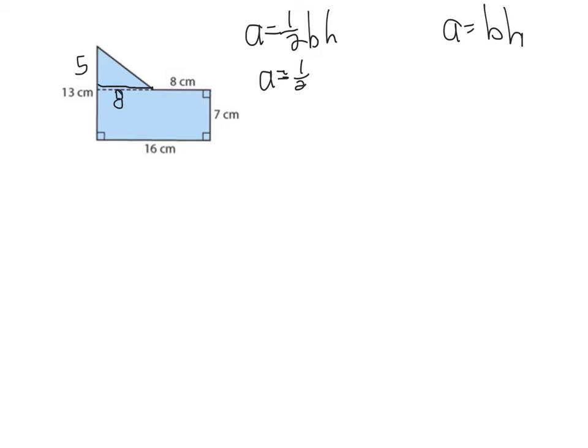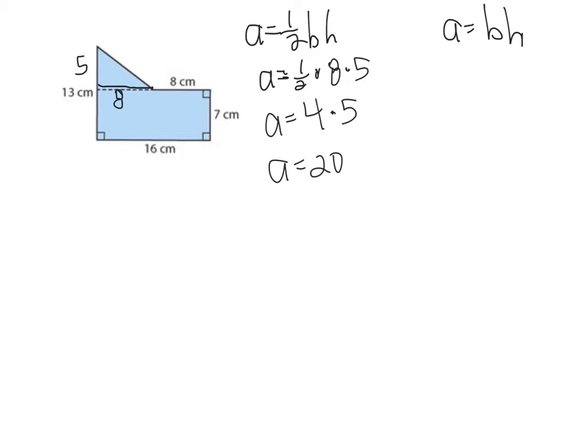Now all I have to do is plug in my numbers. I'm going to multiply 1/2 times the base, 8, and then times the height, which is 5. So 1/2 times 8 is 4, times 5. My area of just the triangle is 20 centimeters squared.